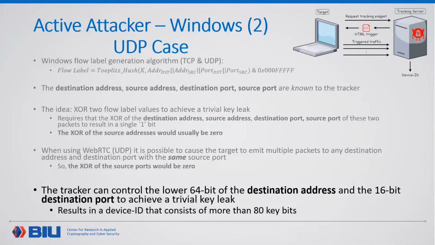But note that depending on the choice of the tracker, it can leak different offsets of the key bits. Therefore, by controlling these fields, the attacker can achieve multiple trivial leaks and leak multiple key bits. This results in more than 80 key bits as a device ID.